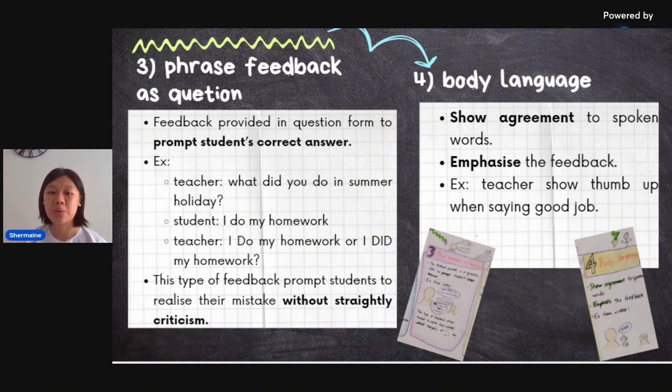The fourth is body language. As I said before, body language is a very effective way to enhance your teacher talk because it shows agreement with the spoken word and it emphasizes the feedback. For example, when the teacher is saying good to the student, he also gives two thumbs up. This really emphasizes the feedback, or at least a nod to show your appreciation and acknowledge the student's contribution to the classroom. So this is the effectiveness of the teacher talk in the video before, how he does it and why he does it, so the teacher talk is effective.